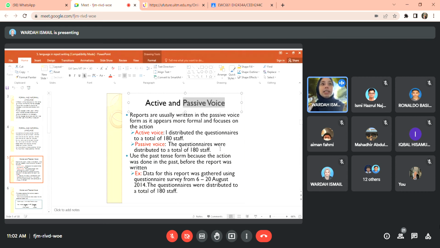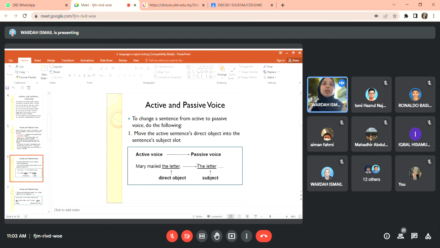In this case, dekat sini contohnya ni dalam past tense. Were distributed. Kalau you boleh cakap the questionnaires are distributed. Sebab you kena guna bukan past tense. You kena guna present tense tetapi passive voice. Okay? Alright, another example. Data for this report was gathered. You boleh tulis data for this report is gathered using the dot. Okay, ataupun you kena guna for methodology, you kena guna future tense. So the data for this report will be gathered using questionnaire survey.